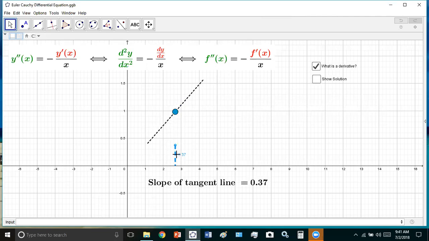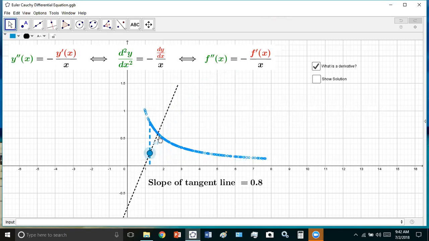So this here is the length, 0.37, as you see here, is the length of this line. It's also the slope of this line. So if I move this, see, that blue curve that you see at the bottom, that's the derivative, okay? So that particular line there that I'm coloring in with all these different gradients is the derivative.